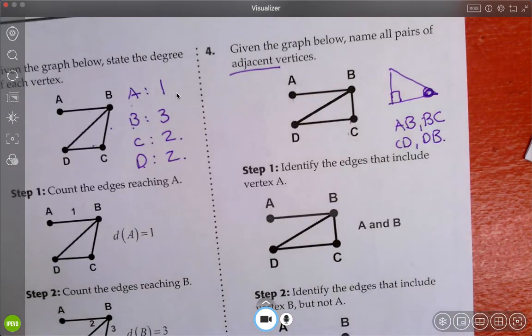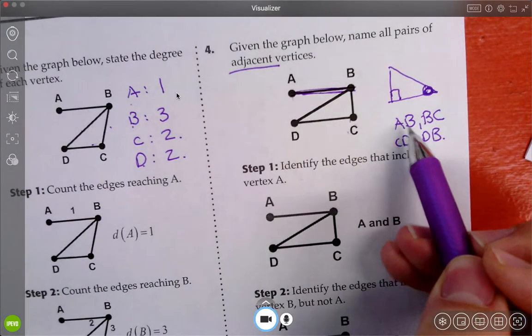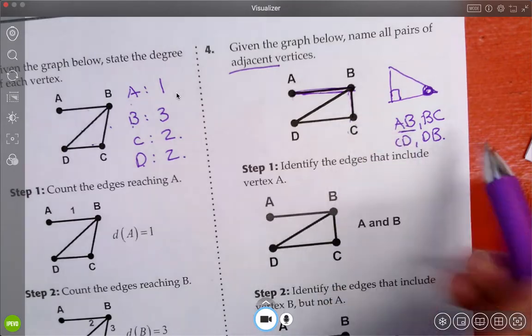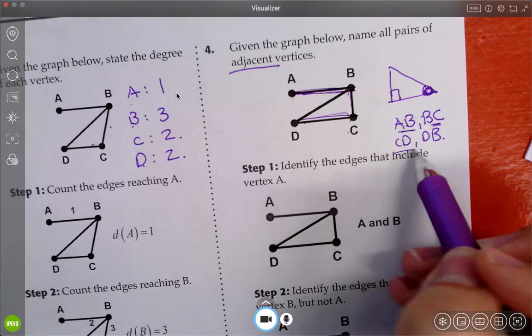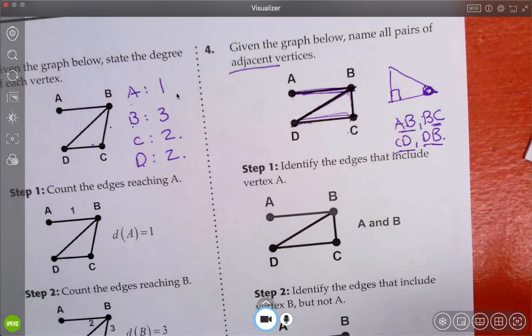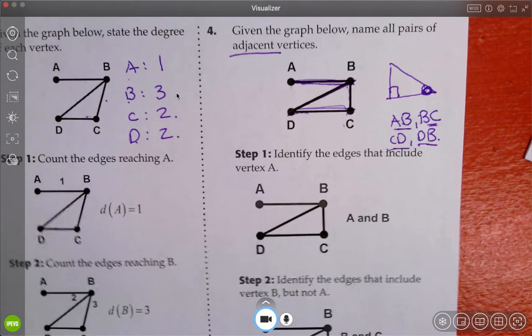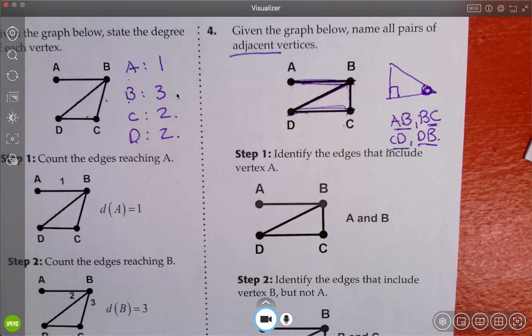No. So it has to be a direct link. You wouldn't say someone at a far-off place is adjacent to you. That makes no sense. Adjacent has to be connected or close to. So when they're connected by a line, that's adjacent: AB, BC, CD, and DB. So basically, you're naming the edges, you're naming the sides.